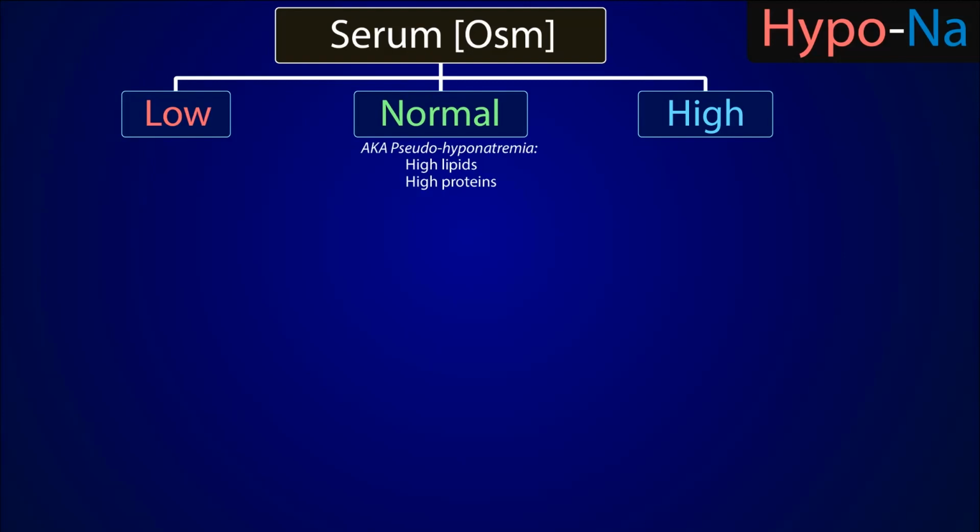The thing you have to do in that case is figure out why the lipids are so high, or why the proteins are so high. Do they have some kind of multiple myeloma or Waldenstrom's that's causing that high level of protein?